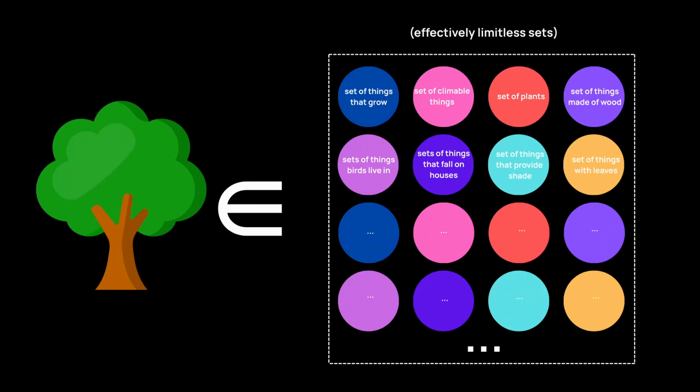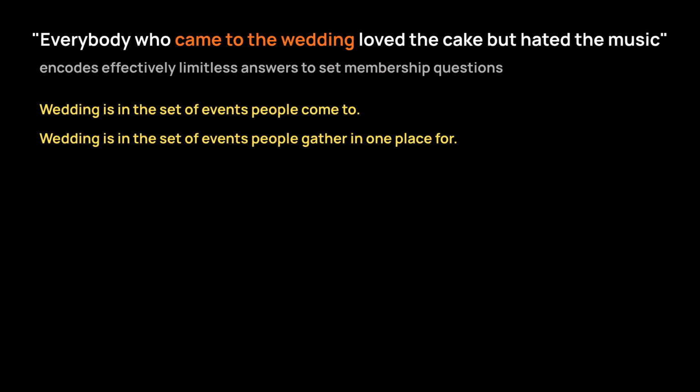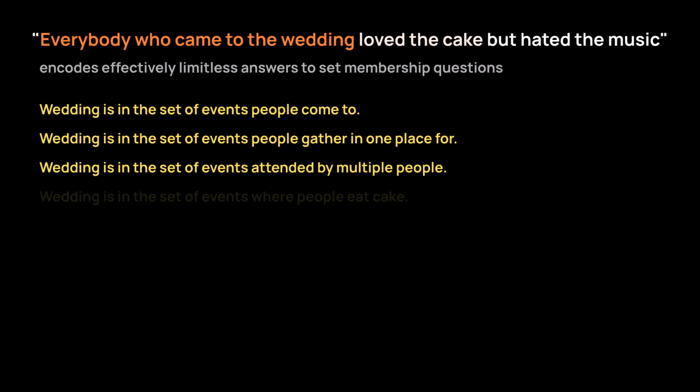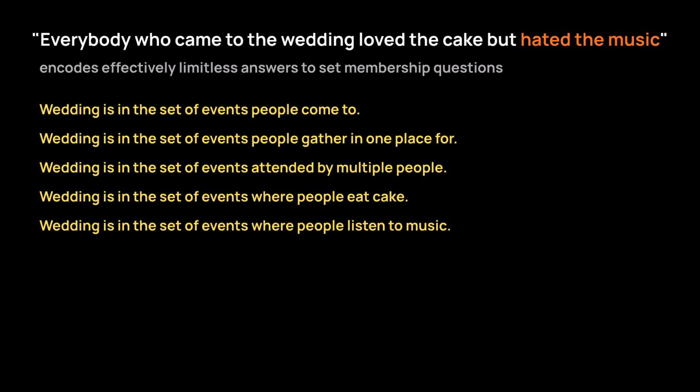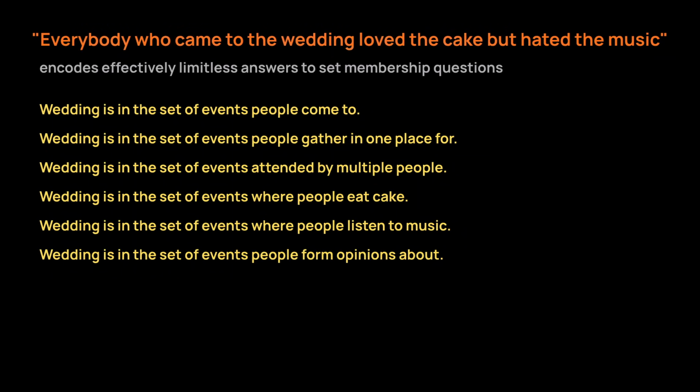We don't presume to start with the answer to the question, what does this word mean, and then drill that answer until it becomes unconscious. The answer to what does this word mean is emergent from the intersection of all the unconscious sets that include the word. Let's take a sentence we could meet in input, like everybody who came to the wedding loved the cake but hated the music. With this one sentence, we can show that your brain could potentially generate an effectively limitless number of answers to set membership questions. To name a few, wedding is in the set of events people come to. Wedding is in the set of events people gather in one place for. Wedding is in the set of events attended by multiple people. Wedding is in the set of events where people eat cake. Wedding is in the set of events where people listen to music. Wedding is in the set of events people form opinions about.